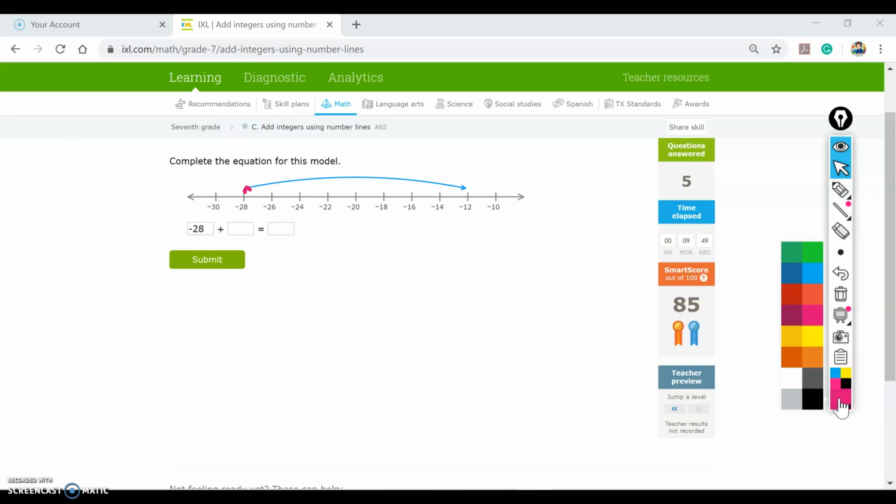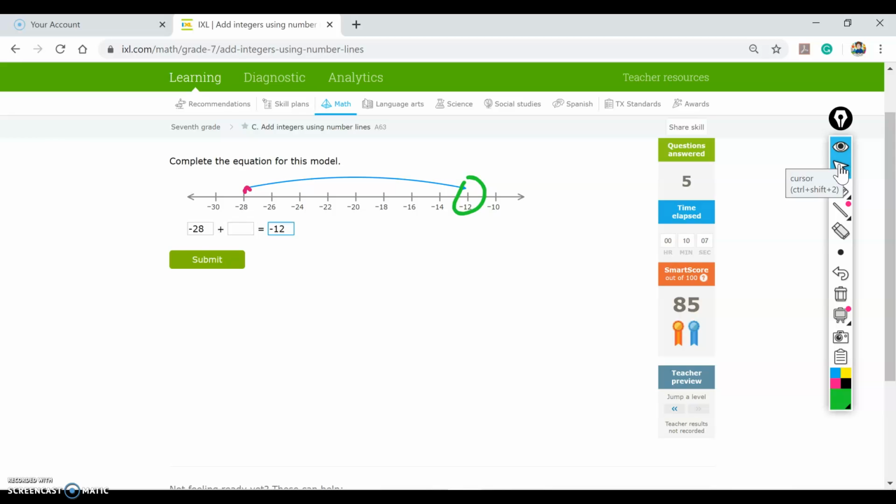Now I need to check. Well, I know that I started there because that's where the line starts. Now let's check where it ends, and the line ends right here, which is -12. So I don't know if I'm adding or subtracting something right now, but the only thing I know is that whatever I do to that, it's going to give me -12.